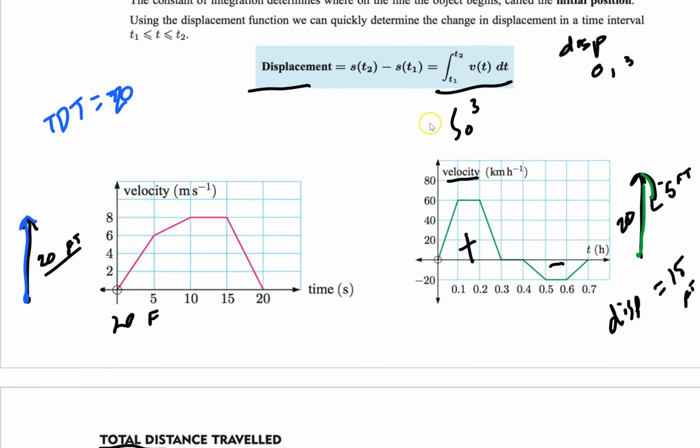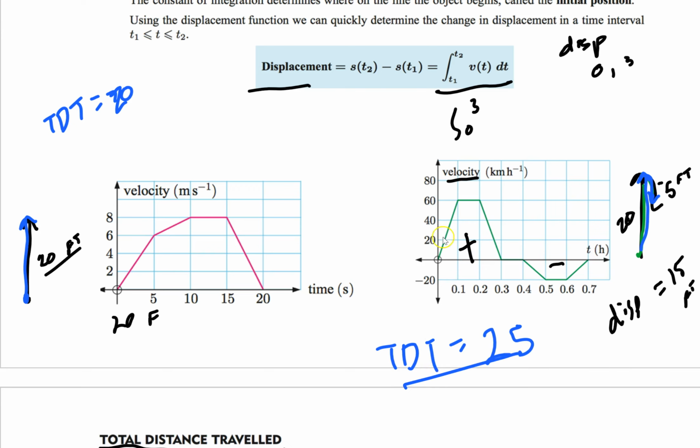Over here, though, it's different. You walked positive 20 feet, and then you walked back down 5 feet. Your displacement's 15, but your total distance traveled is like a Fitbit. How far have you walked? Well, I walked up 20 and then walked back another 5. So I've walked a total of 25. That's the total distance traveled. It doesn't care how far you are from where you started. It cares about how far you have walked in total. That's a different thing. That's more work.